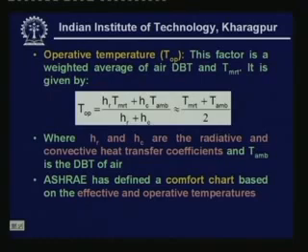Now, the operative temperature. This factor is a weighted average of air dry bulb temperature and mean radiant temperature. That means basically it combines the dry bulb temperature and the surrounding surface temperature. T_op is given by this equation.